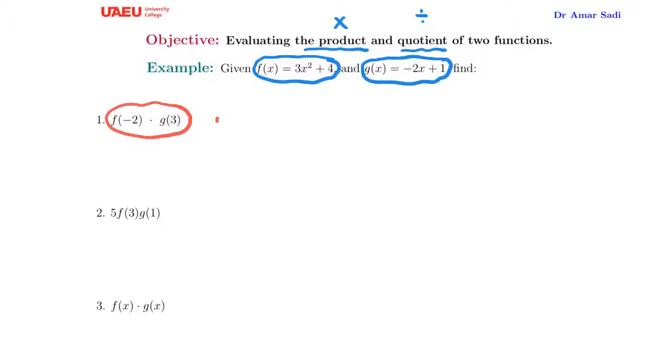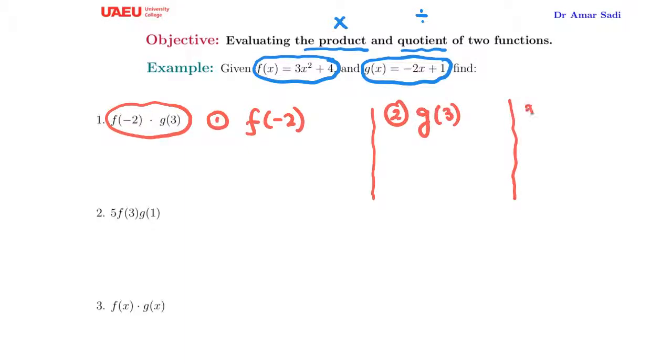So we're going to do this in 3 steps. First, I will find f of minus 2. Then I will find g of 3. Then I will find f of minus 2 multiplied by g of 3. Okay, so let's have a look.